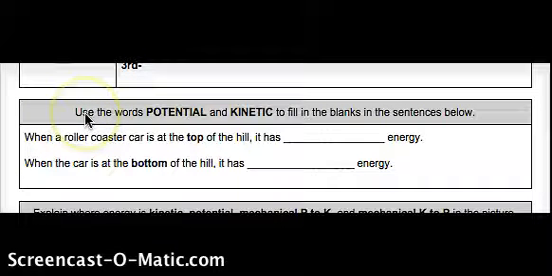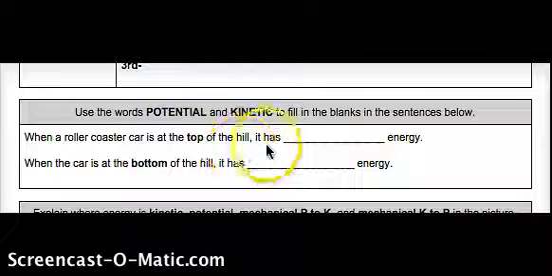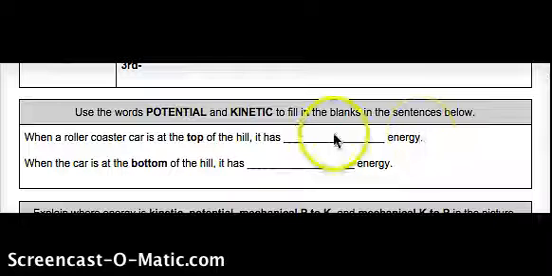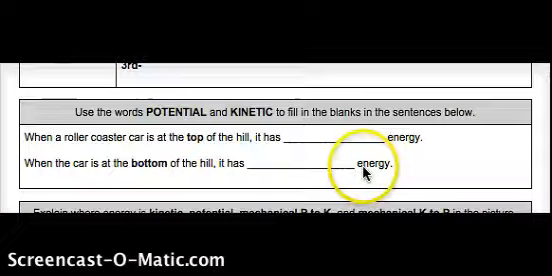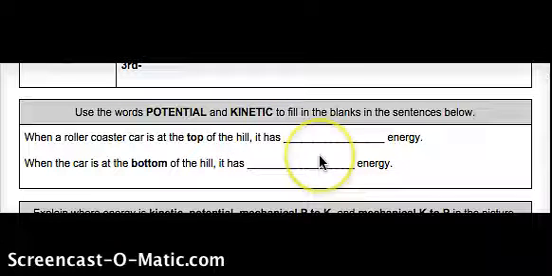The next question says use the words potential and kinetic to fill in the blanks in the sentences below. The first sentence says, when a roller coaster car is at the top of a hill, it has blank energy. Is that potential or kinetic when it's at the top of the hill? When the car is at the bottom of the hill, it has blank energy. Potential or kinetic? Fill these 2 blanks in. Press pause to do that. Press play when you're done.